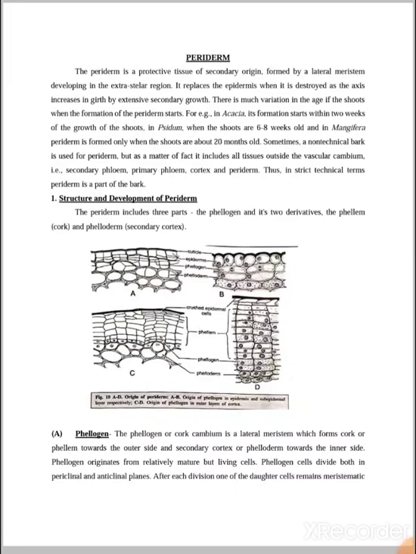It replaces the epidermis when it is destroyed as the axis increases its girth by extensive secondary growth. There is much variation in the age of the shoots when the formation of the periderm starts.